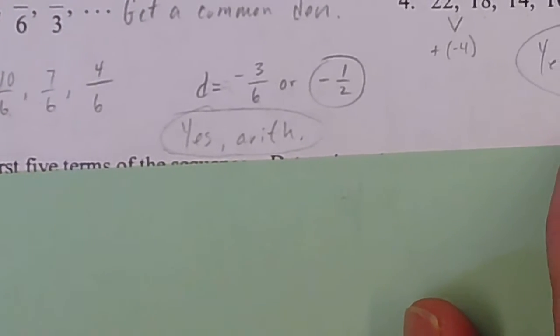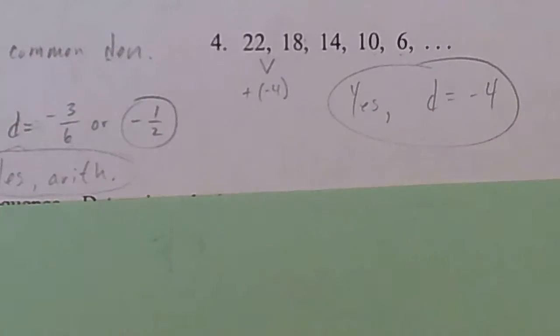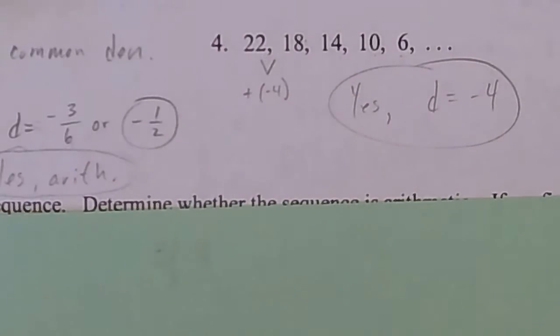Here's 4. This was a little bit easier to spot. Yes, D equals negative 4.